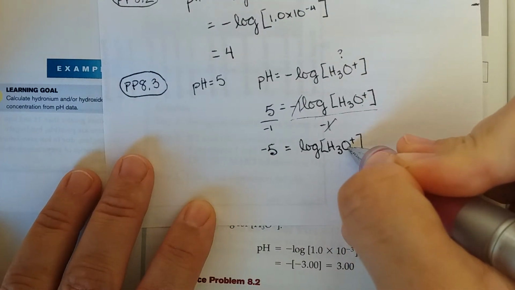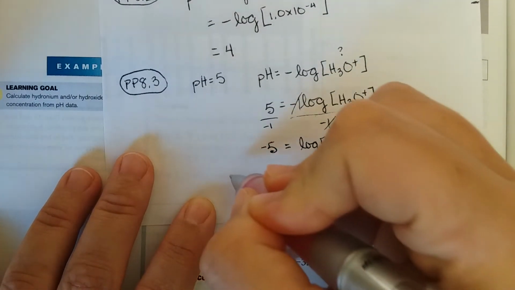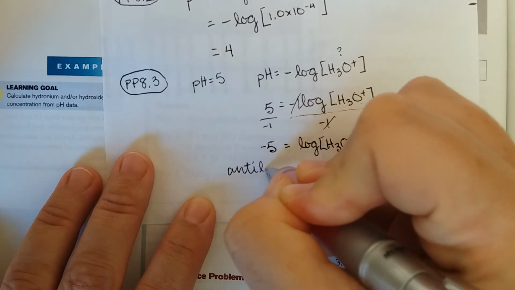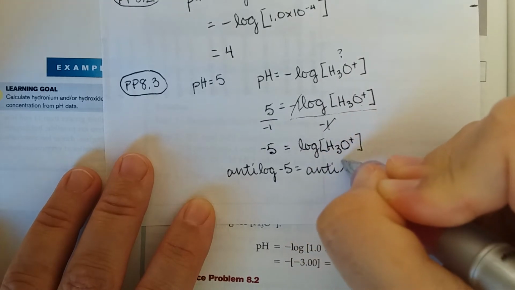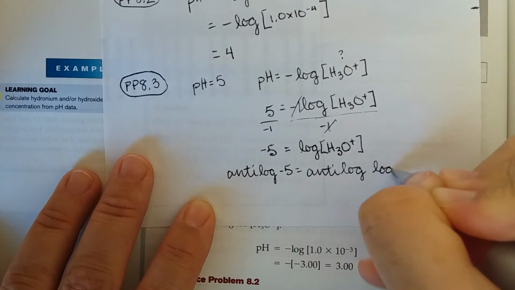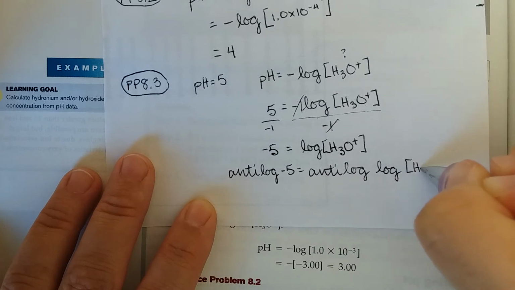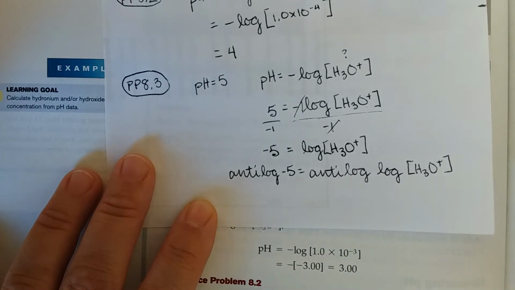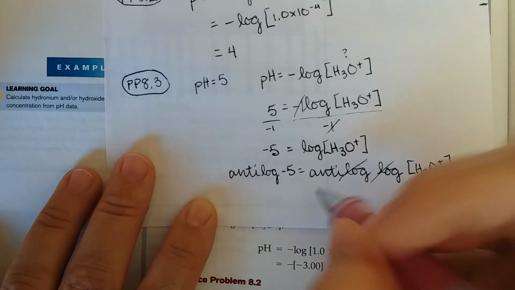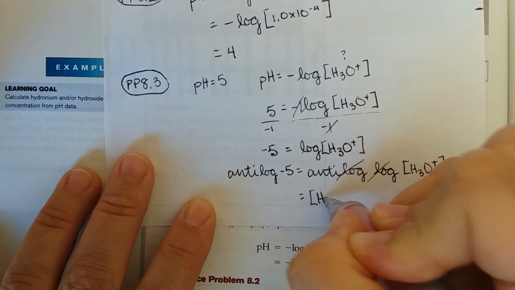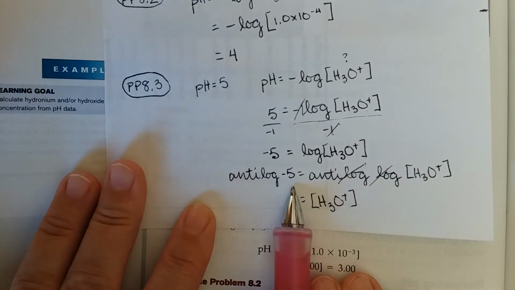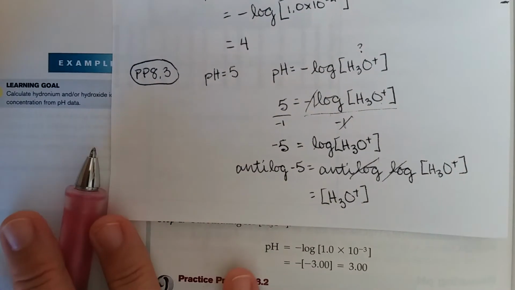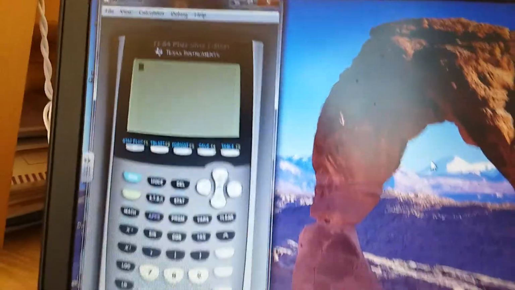Now, to get the hydronium ion concentration by itself, we need to take the antilog of -5. And if we take the antilog of the log of the hydronium ion concentration, then it's sort of like they cancel each other out, and all we're left with is the hydronium ion concentration. So basically we're just taking the antilog of -5. So let's go over to the calculator and show you how to do that.